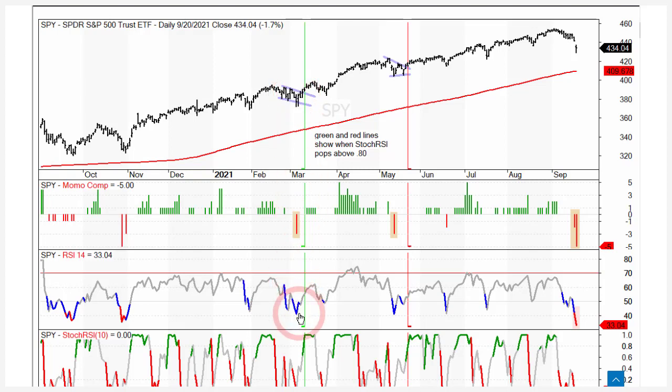And you can see RSI did not go below 40 during these pullbacks. And if you look at the current pullback in RSI, you can see it went well below 40. It turned red. My RSI turns red when it goes below 40. And you see the momentum composite got to -5. So that tells me that this pullback was deeper than the pullbacks we had in May or in February and March. And because of that, I think it's more like the September pullback.